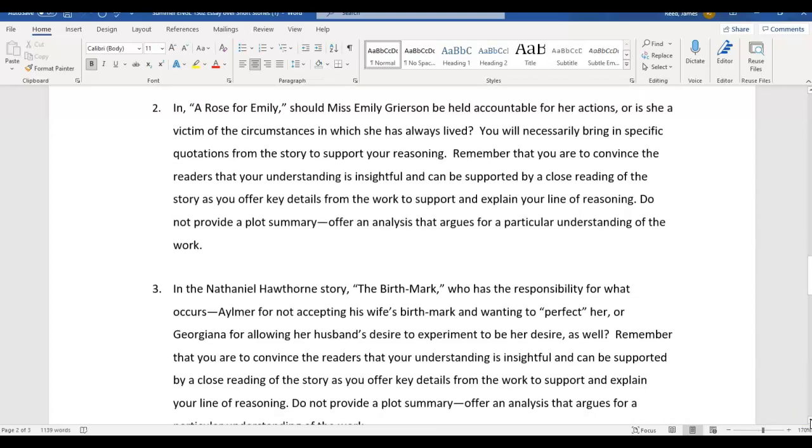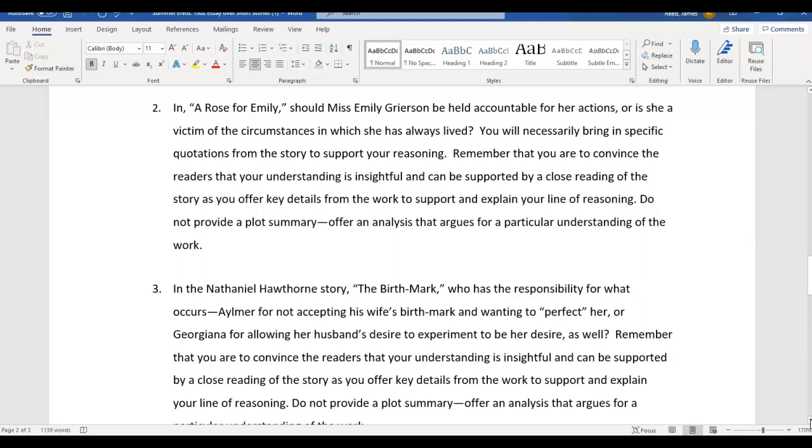The next question is about the Faulkner story, A Rose for Emily. In that particular story, you start at one time where Miss Emily's funeral is taking place, and then you flash back throughout the story to different times earlier in her life, and then at the very end, you're back to after the funeral. The townspeople show up at her house, they go inside, and you know what they find. So the question is, should she be held accountable? Or should we look at Miss Emily and feel sympathy for her because she's a victim of the circumstances?